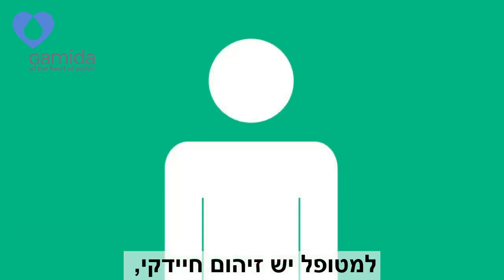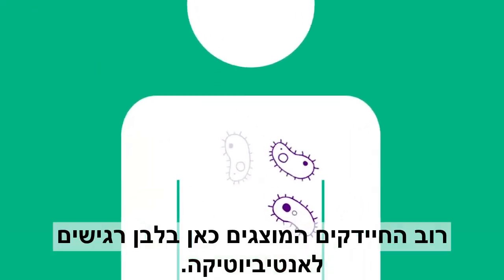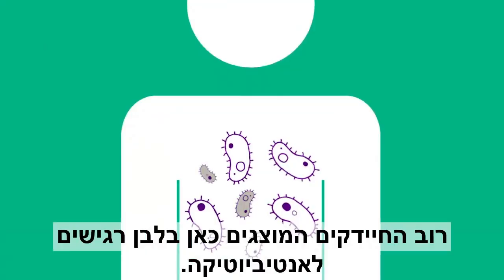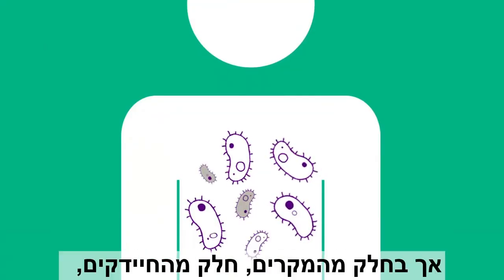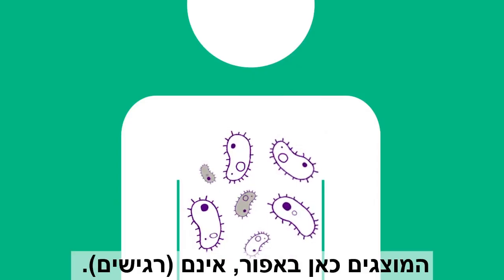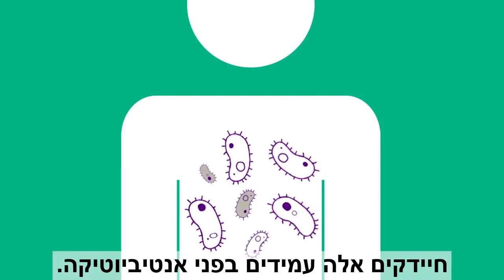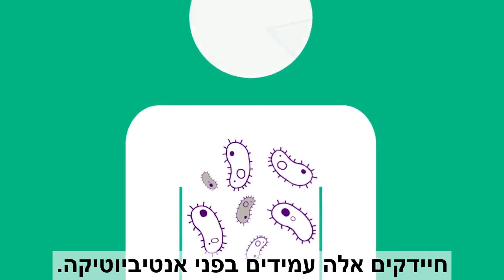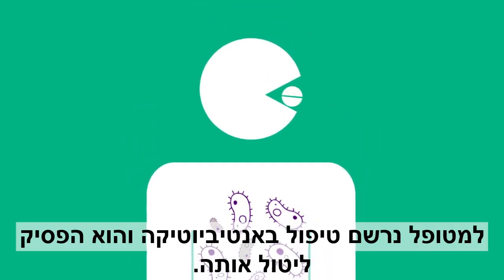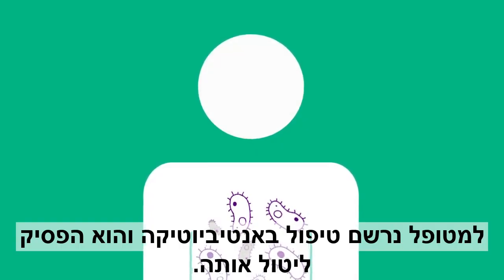A patient has a bacterial infection. The majority of the bacteria, shown here in white, are susceptible to antibiotics, but in some cases, a few of the bacteria, shown in grey, may not be. These bacteria are resistant to antibiotics. The patient is prescribed antibiotics and starts taking them.